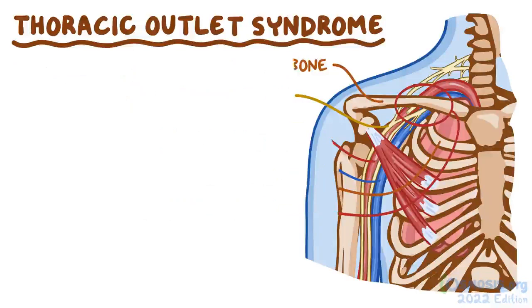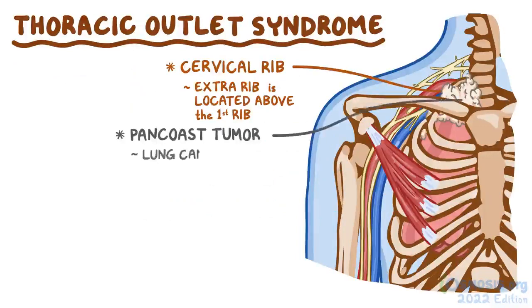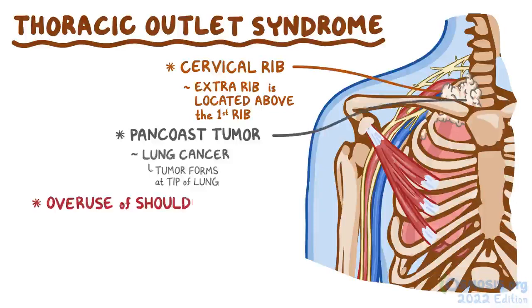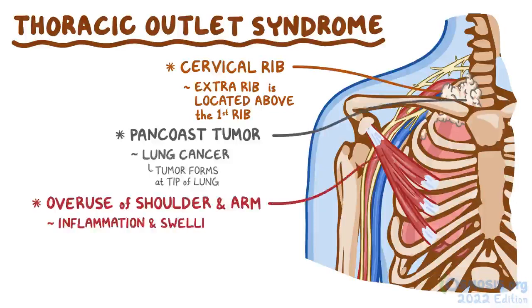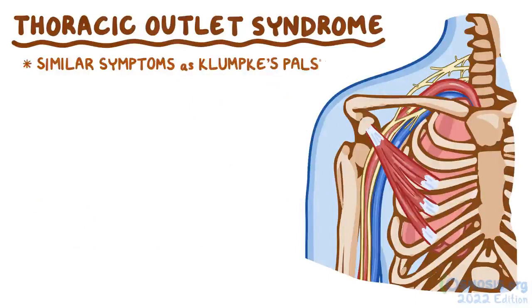This compression could be caused by a cervical rib, which is a congenital anomaly where an extra rib is located above the first rib, or by a Pancoast tumor, a type of lung cancer where a tumor forms at the tip of the lung. Overuse of the shoulder and arm can cause inflammation and swelling in the area, which also narrows the thoracic outlet. Whatever the cause, compression of the inferior trunk and roots of the brachial plexus causes similar motor and sensory symptoms in the arm and hands as Klumpke's palsy.